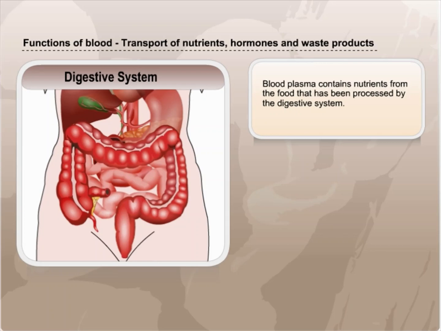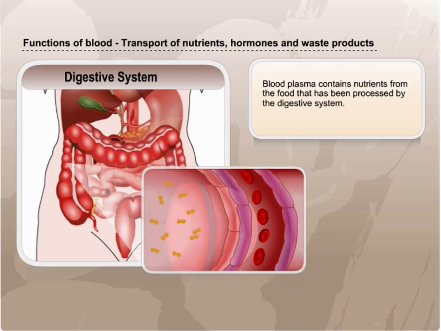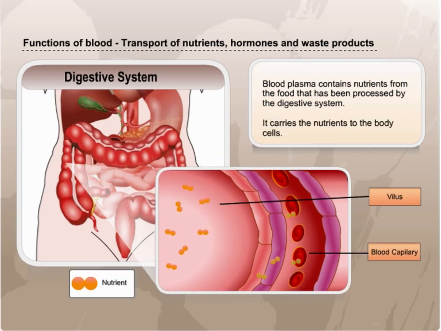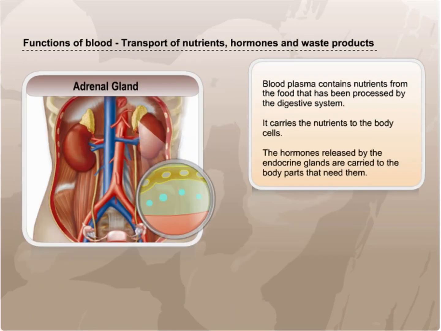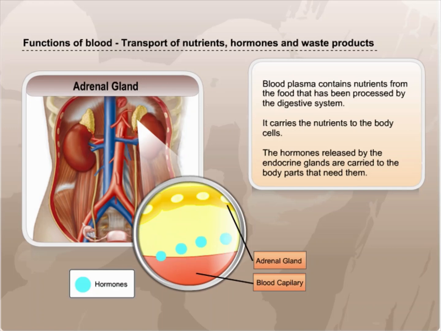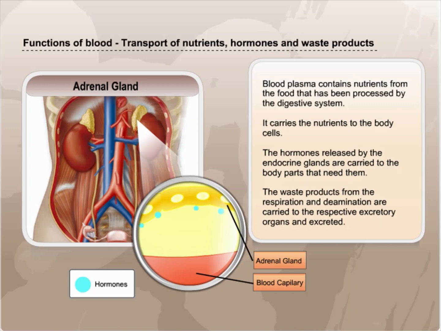Blood plasma contains nutrients from the food that has been processed by the digestive system. It carries the nutrients to the body cells. The hormones released by the endocrine glands are carried to the body parts that need them. The waste products from respiration and deamination are carried to the respective excretory organs and excreted.